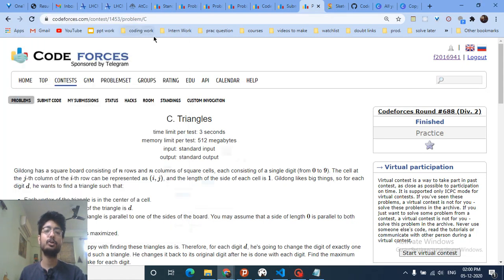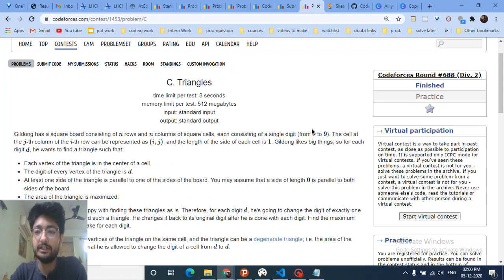Hello friends, so today we are going to discuss problem C of the latest Codeforces Round 688, a problem named Triangles. So this problem is, I think, relatively simple with respect to problem B, but the code part is a little bit difficult. The problem statement and the logic are very simple with respect to problem B, which we have already discussed, so you can check that video out.